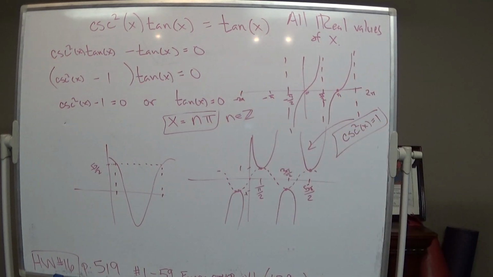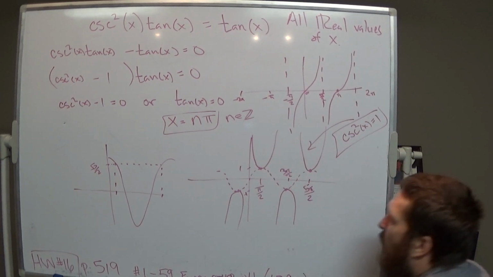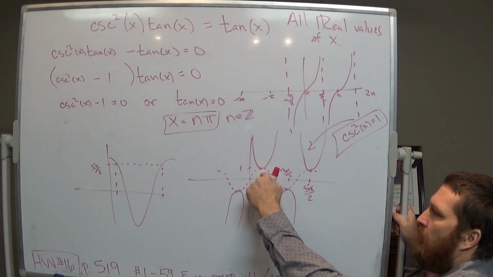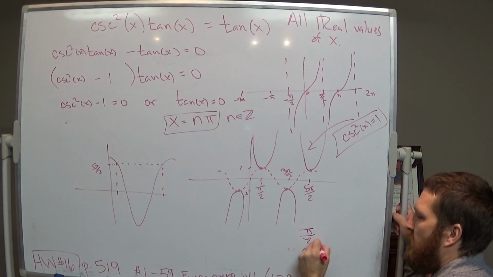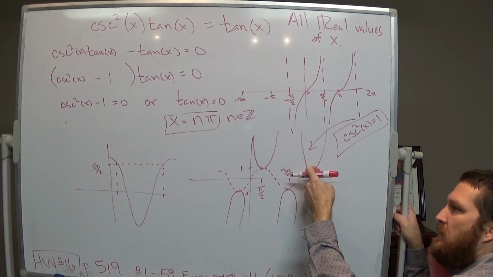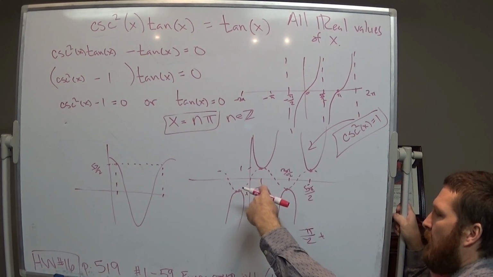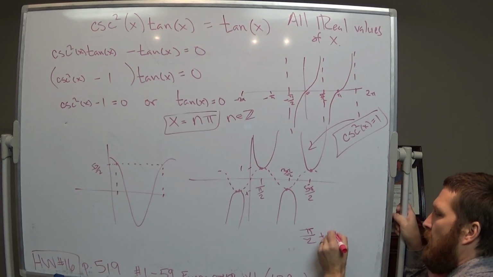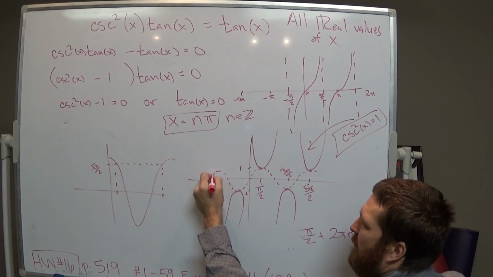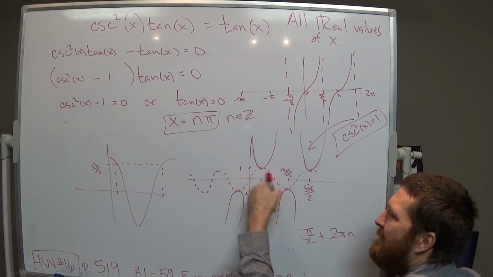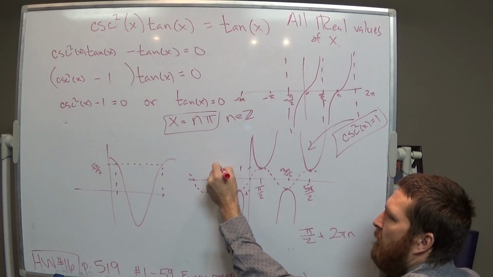Now, this guy's a little bit more complicated. Because if I just pick one of them, the one with the positive one, I could say pi over 2 plus the period. What's the period of cosecant? 2 pi. So I could say 2 pi times n, right? But that's not going to give me all of them, because there's another one here.